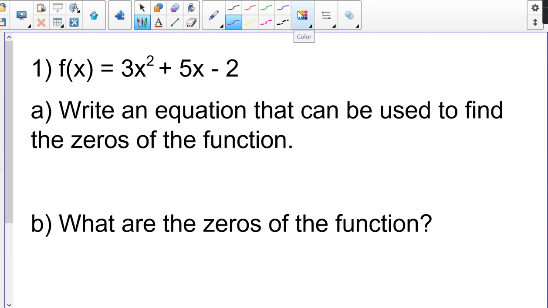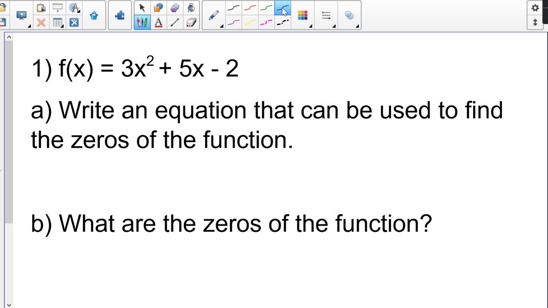In this video, I will talk about the zeros of a function. So, question 1, f of x equals 3x squared plus 5x minus 2. Part A, you need to write an equation that can be used to find the zeros of the function. If we're trying to find the zeros of the function, we need to have that equation in factored form.